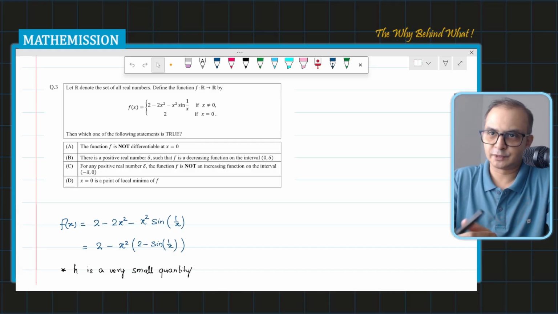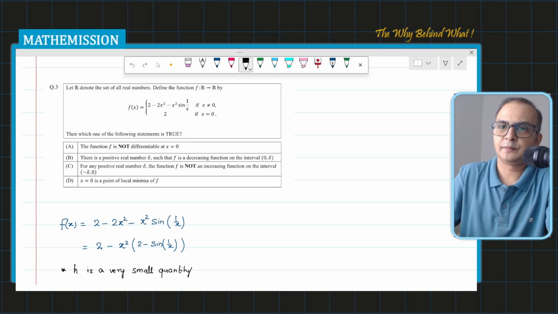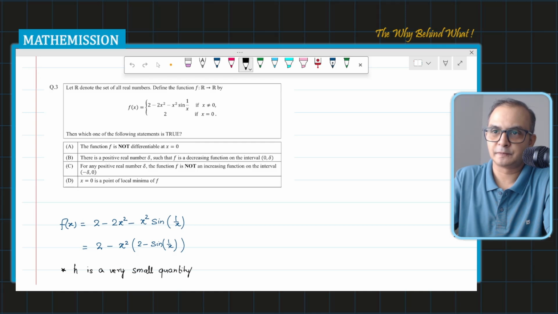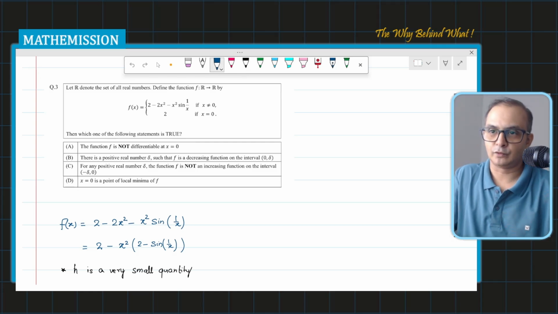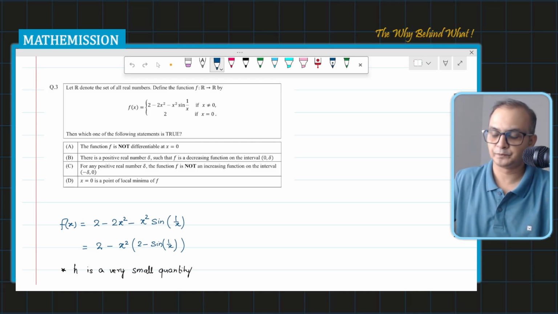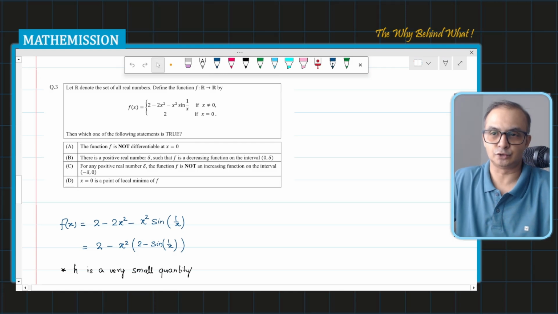Alright, so this is question number 3, and the question says: let R be the set of all real numbers and define a function from R to R. The function is defined piecewise: for x not equal to 0, f(x) = 2 minus 2x squared minus x squared times sine of 1 over x, and for x equal to 0 it is 2. We have to choose which of the following options is true.